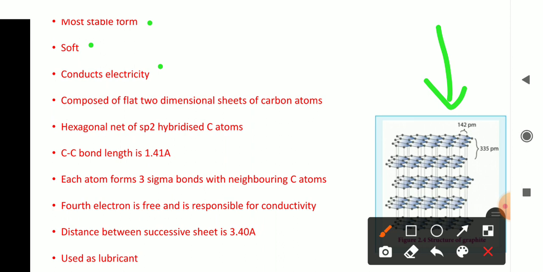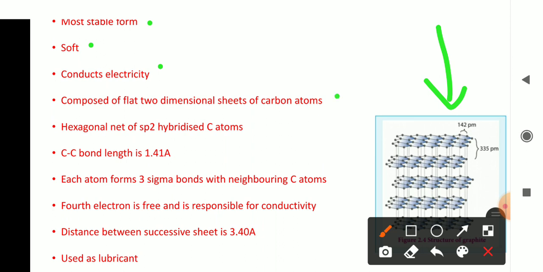And dear students, we know what is responsible for conductivity. If an element or a compound possesses free electrons, then those free electrons are responsible for conductivity, isn't it? Yes. We will see later why it conducts electricity. So it is the most stable allotropic form of carbon. It is soft and it conducts electricity.